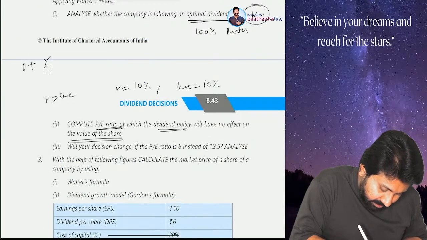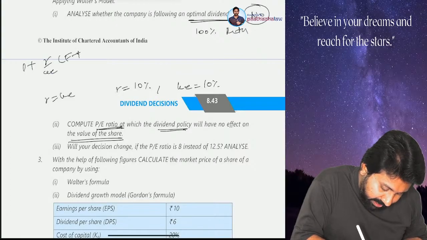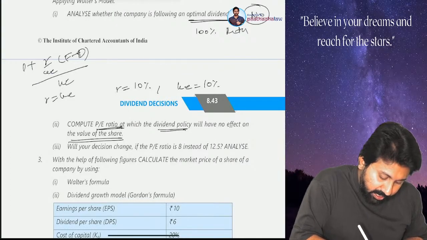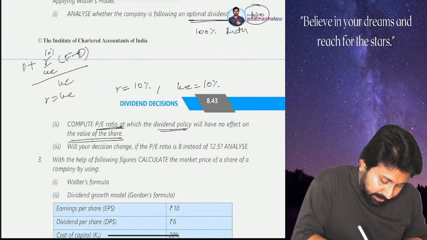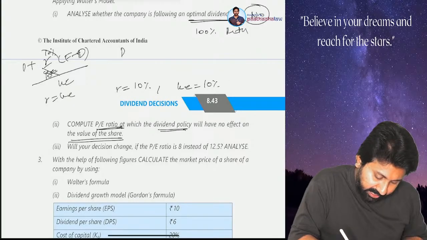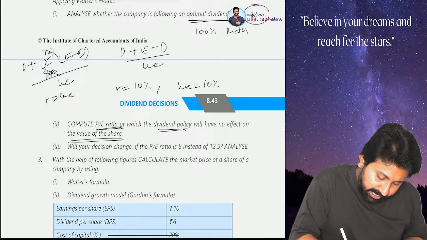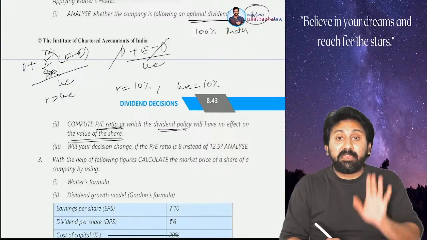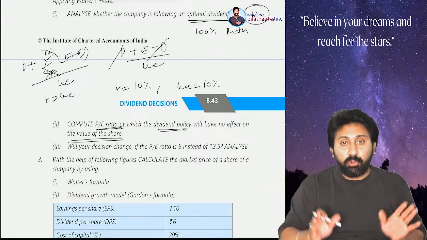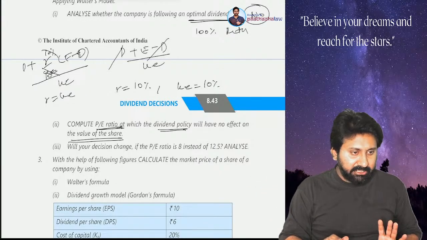D plus R by KE into E minus D, whole divided by KE. If R and KE are same, what will happen? 10% and 10%, both cancel each other. D plus E minus D by KE, minus D plus D cancel. E by KE will be the formula. Dividend has no impact on the price. That's the derivation of this formula.